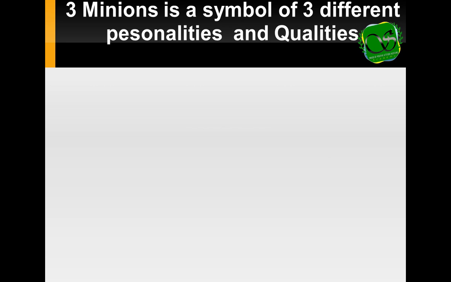Let's put in an example. We go in a classroom. These are the three things we get: the front row, the middle row, and the back seat, or the left, the middle, and the right. So I'll define that three minions is a symbol of three different personalities and qualities. So let's continue.